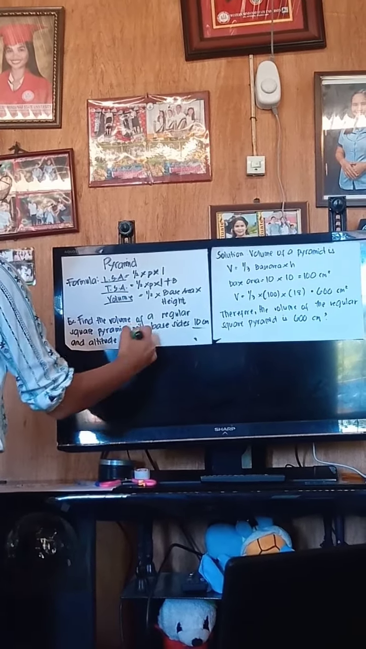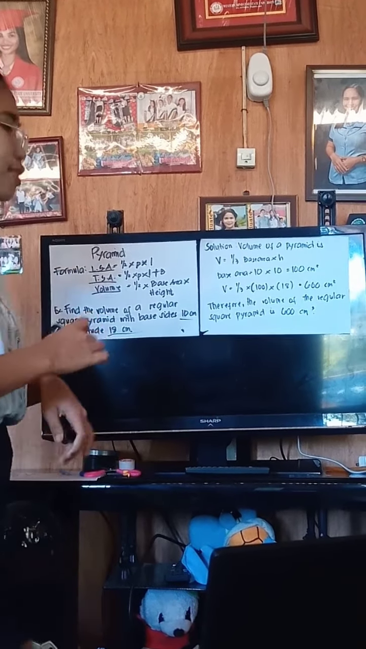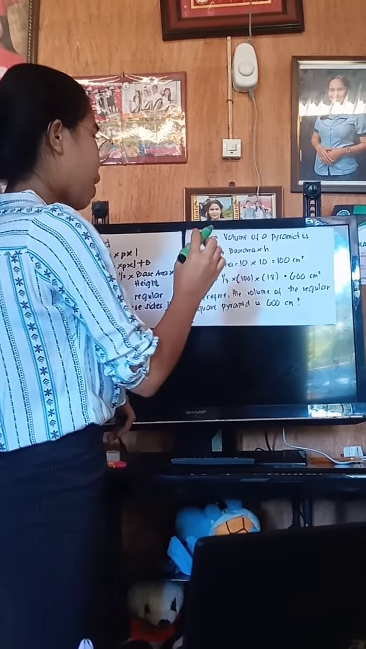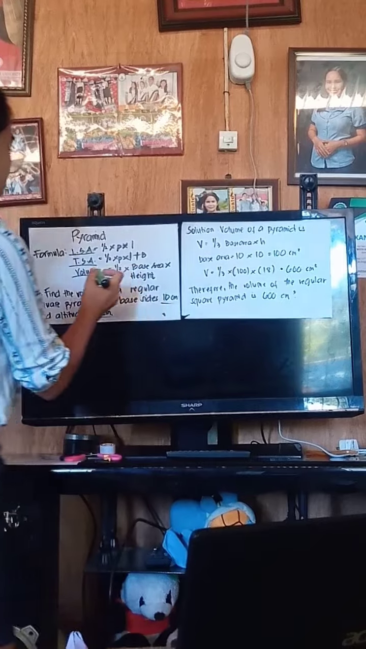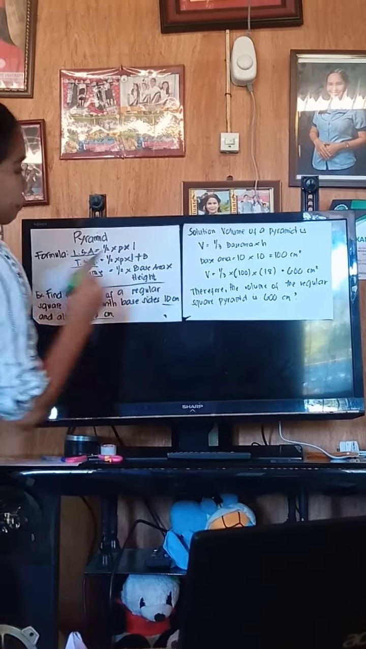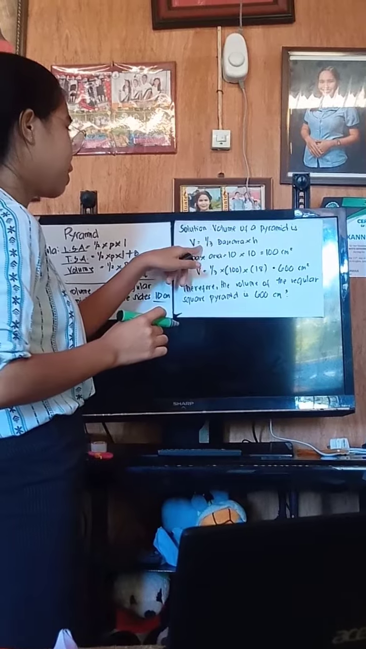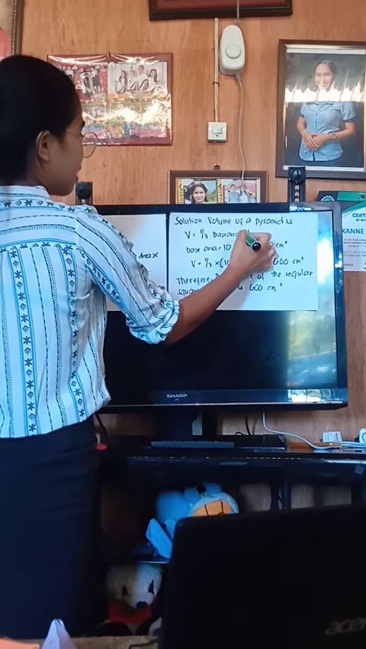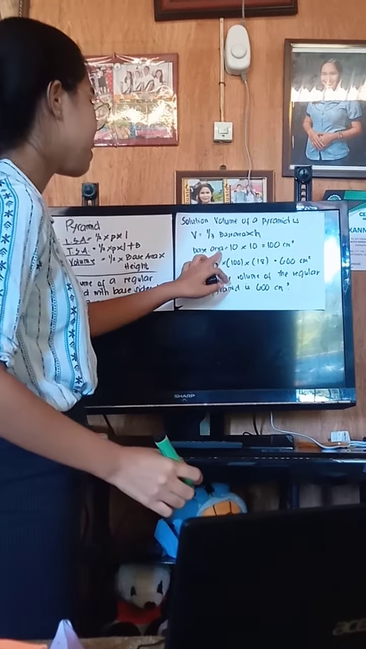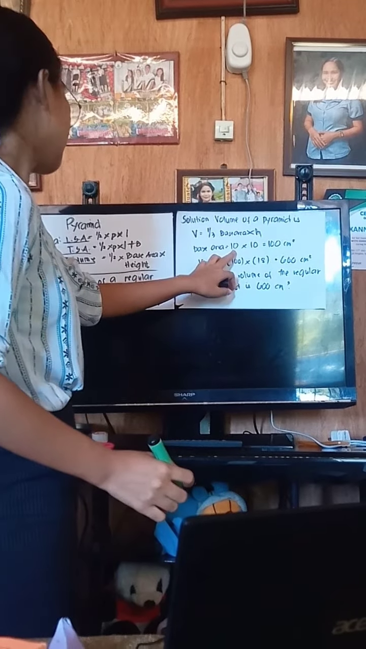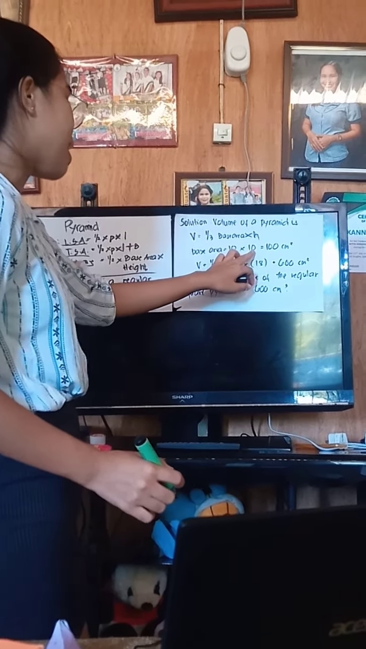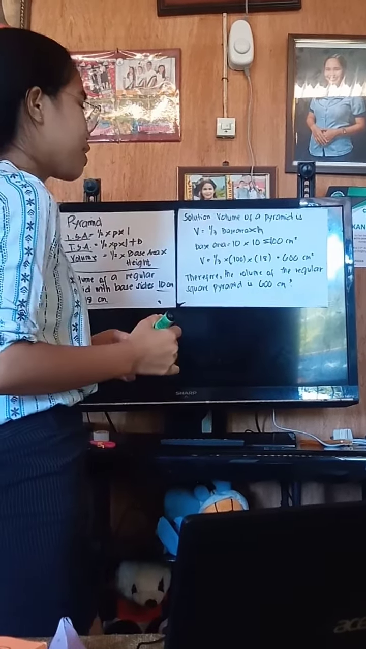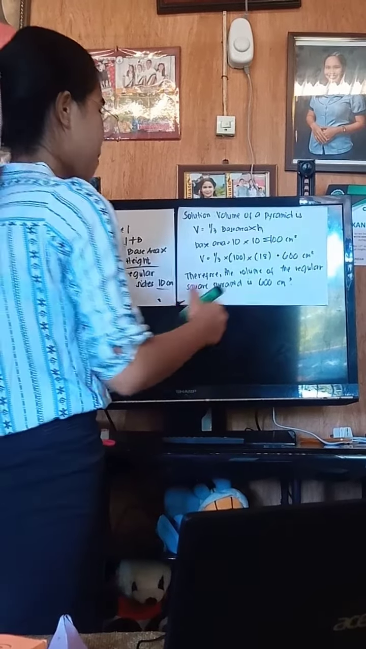So for example, find the volume of a regular square pyramid with base sides of 10 cm and an altitude of 18 cm. For the solution, we are going to find the volume, so we use this formula: V equals 1/3 times base area times the height. The base area equals 10 times 10, so it equals 100 square centimeters.